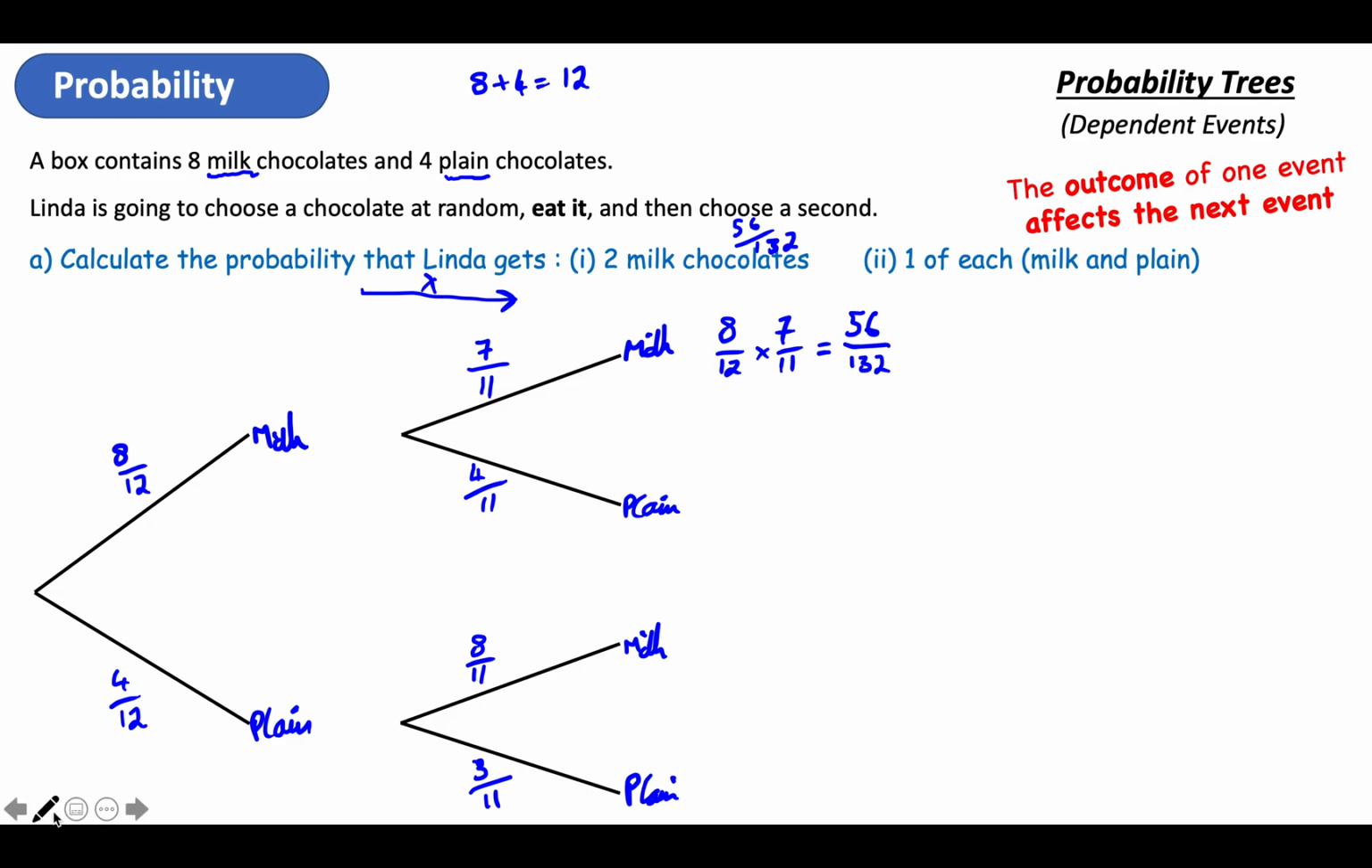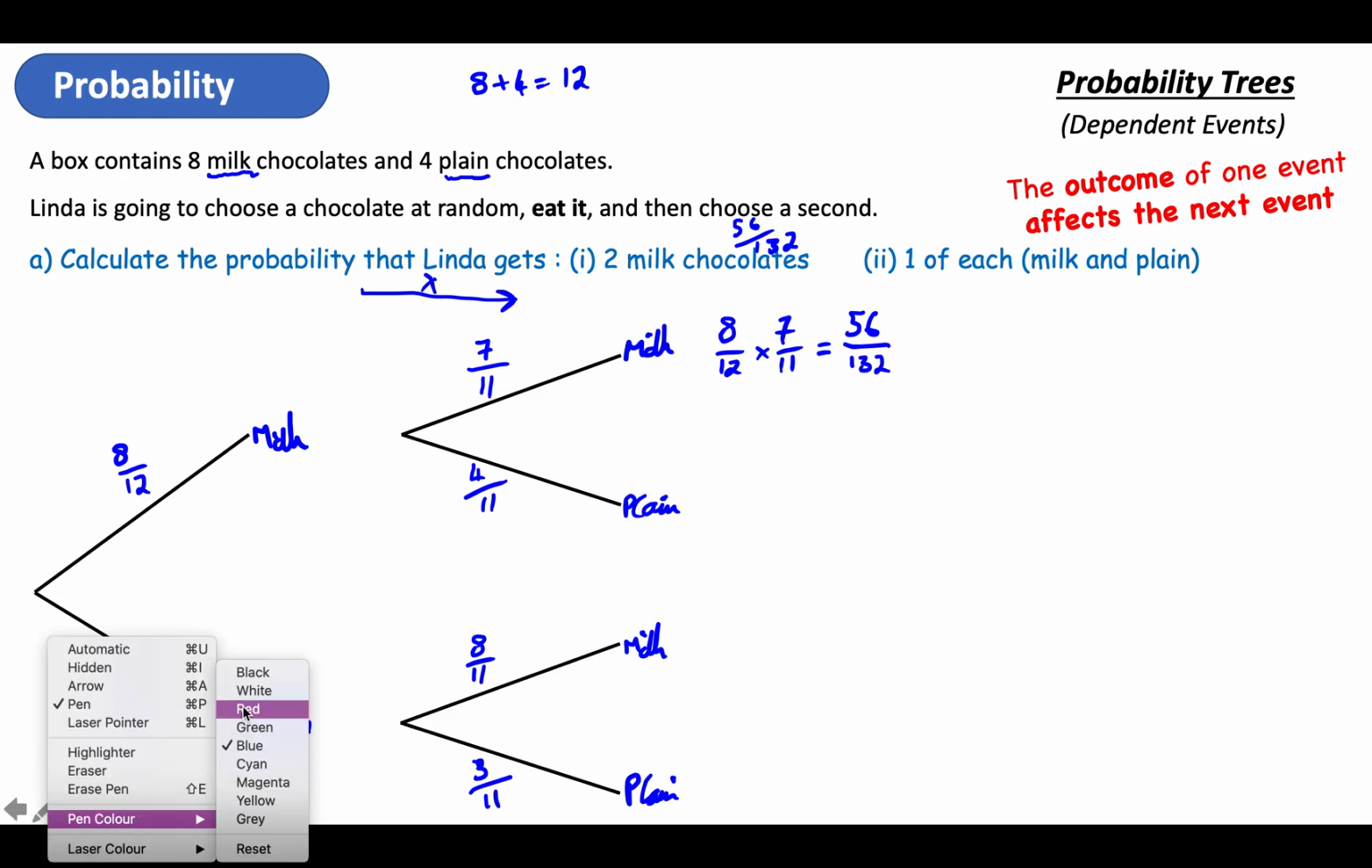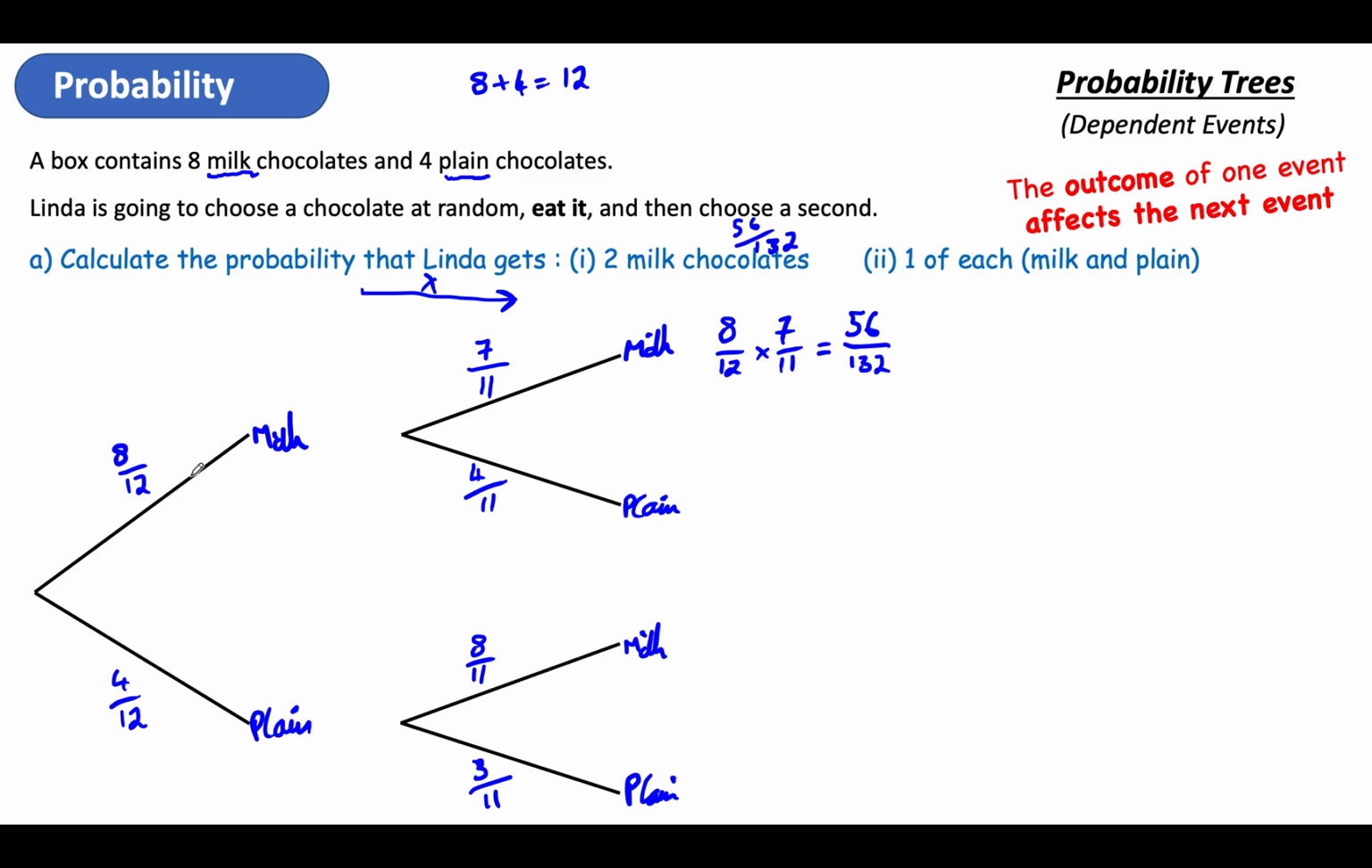Okay, so this is another one of those where we've got 2 possible answers, isn't it? And we've got 2 possible routes. We've got milk chocolate and then plain. So that would be my 8 out of 12 times by my 4 out of 11, which would be 32 out of 132. Or I might have got a plain and then a milk. So it's this journey as well, which is 4/12 times by 8/11. Those are the 2 probabilities on that journey to get there, which is also, weirdly, 32 out of 132.